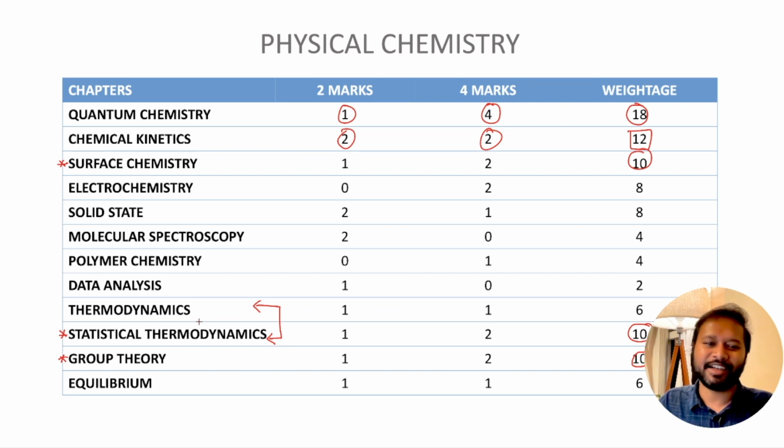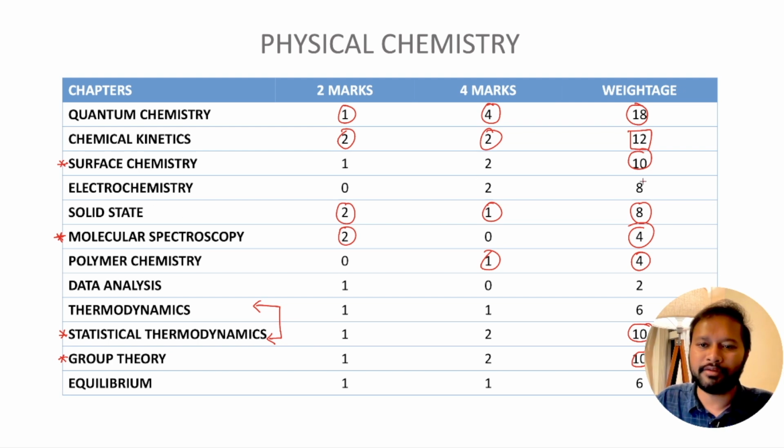Okay, data analysis, fine, 1 question of 2 marker, polymer chemistry, 1 question of 4 marker. These are all small topics, and that's fine. One more strange thing is that molecular spectroscopy, we generally expect more questions from here, but we just got 2 questions of 2 marker, and the overall weightage was 4 marks. From solid state chemistry, there were 2 questions of 2 marks and 1 question of 4 marks, total 8 marks weightage. So molecular spectroscopy was a little strange for me. Generally we expect more weightage from molecular spectroscopy.